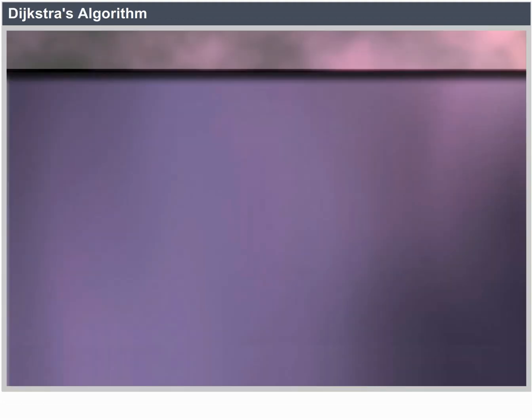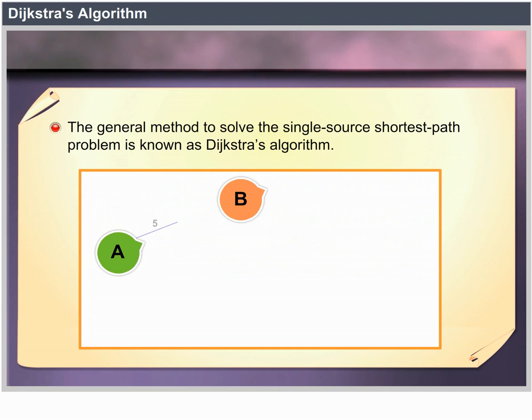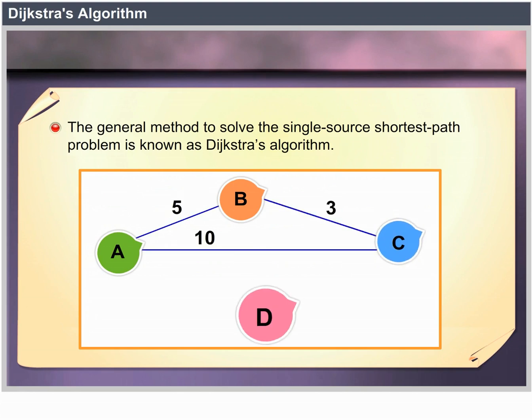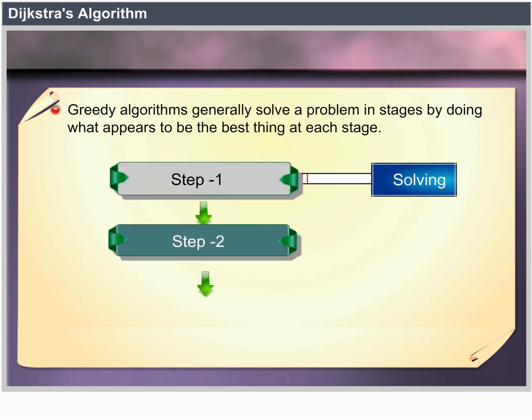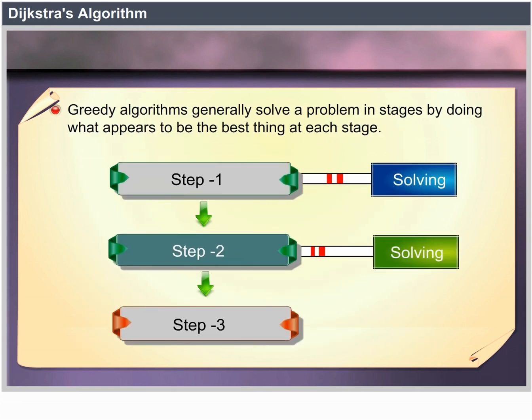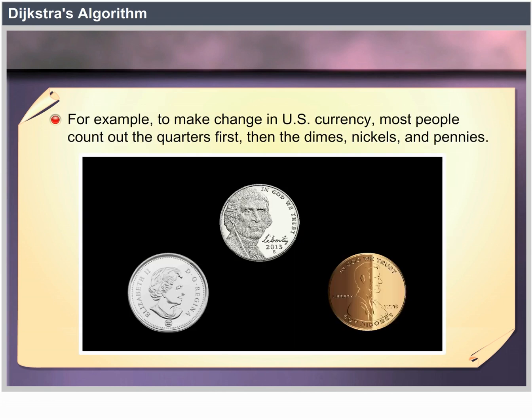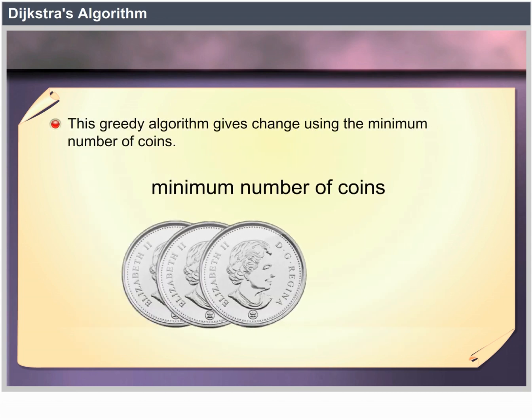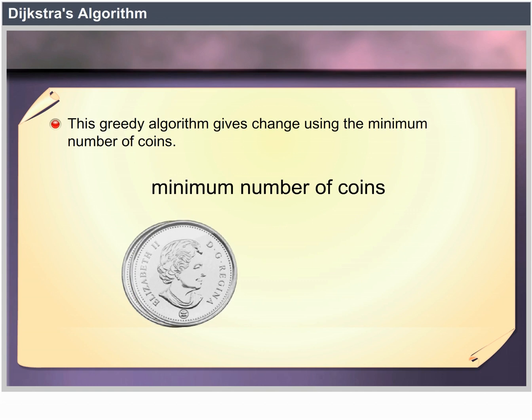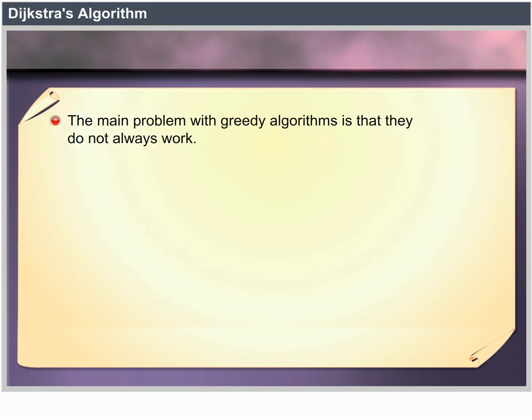Dijkstra's algorithm. The general method to solve the single source shortest path problem is known as Dijkstra's algorithm. Greedy algorithms generally solve a problem in stages by doing what appears to be the best thing at each stage. For example, to make change in US currency, most people count out the quarters first, then the dimes, nickels, and pennies. This greedy algorithm gives change using the minimum number of coins. The main problem with greedy algorithms is that they do not always work.